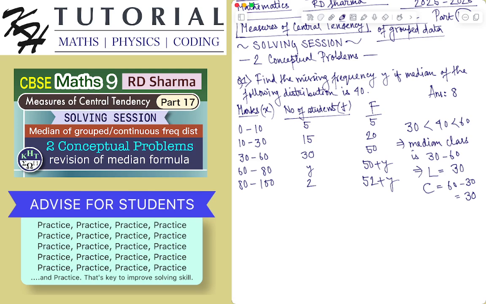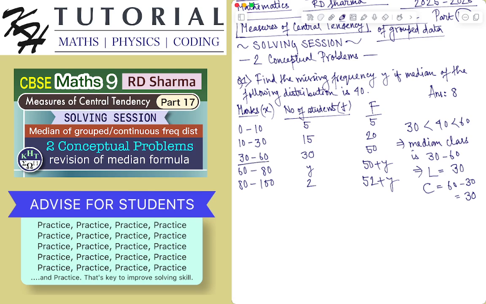Okay, now remember that we are having only one unknown variable y, so I need one simple linear equation in y, then I can solve y. I don't know the value of capital N, that is the total number of observations, but I do know the value of median, I know the value of capital L, I know the value of C, and also I know the median class based on the value of median 40. So the median class is 30 to 60, so this is the median class.